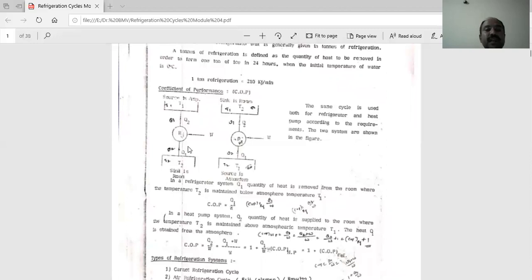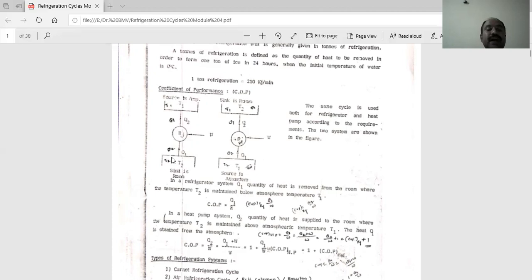The first one is the refrigeration system. Here the area above is called the source, and the area below is called the sink. Where we have to get a cooling effect, there we absorb heat from the T2 temperature; the amount of heat is Q2. Then we supply work to the system, and Q1 amount of heat is supplied to the source.